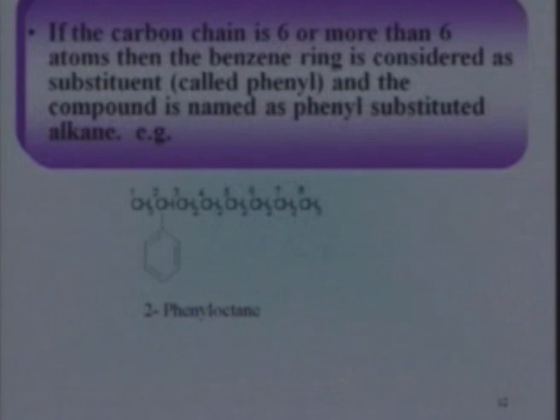That's why we will call it 2. Here we will call it phenyl, and the phenyl group is attached to carbon number 2. So we will call it 2-phenyl octane, because it has 8 carbon atoms.